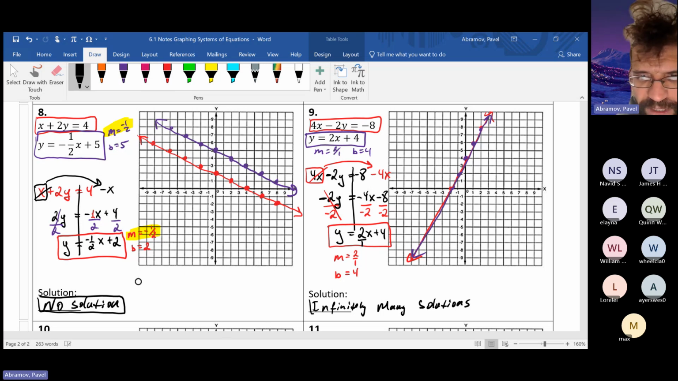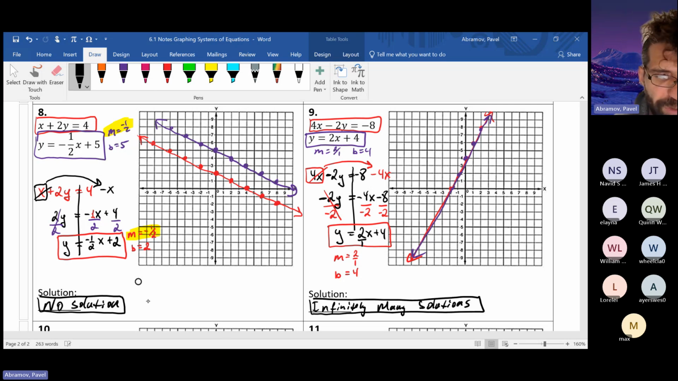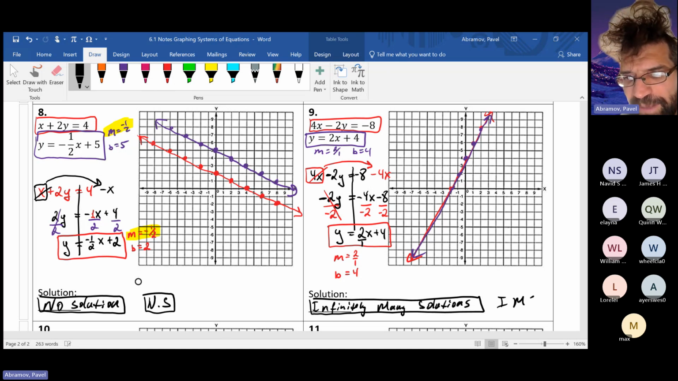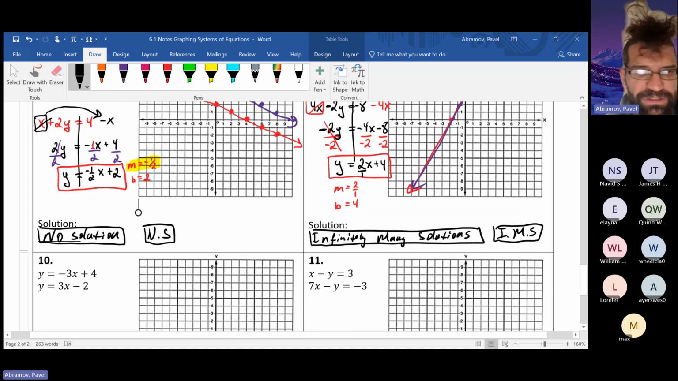And once again, we do have some abbreviations. You are welcome to use them. So for no solutions, you can write NS, and for infinitely many solutions, you can write IMS. Okay, so notice that's the example when we have infinitely many solutions.